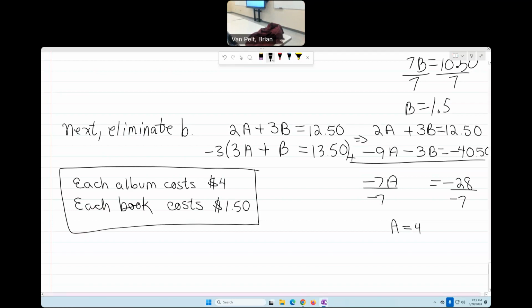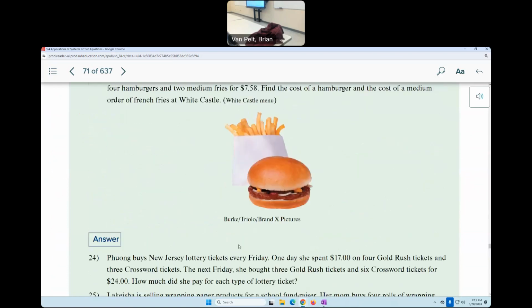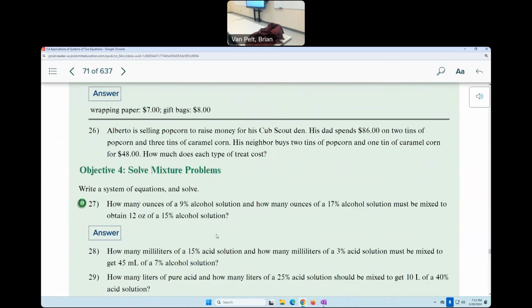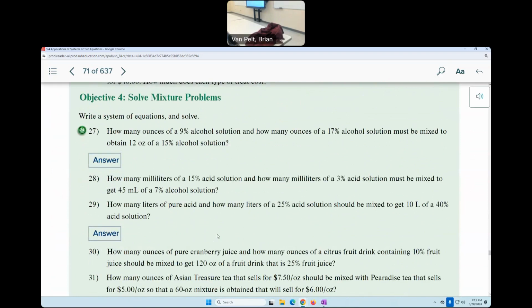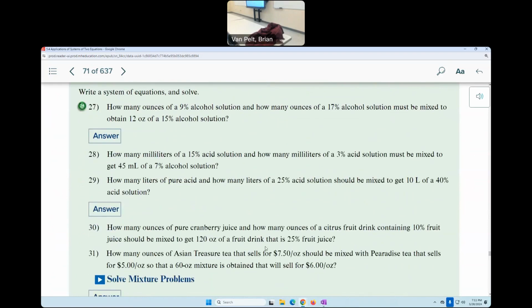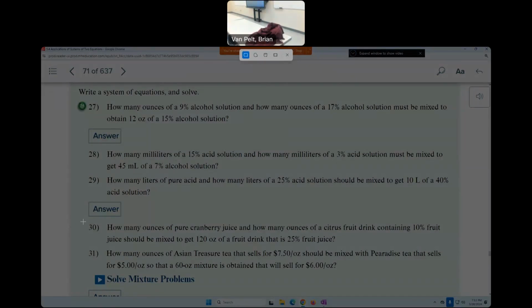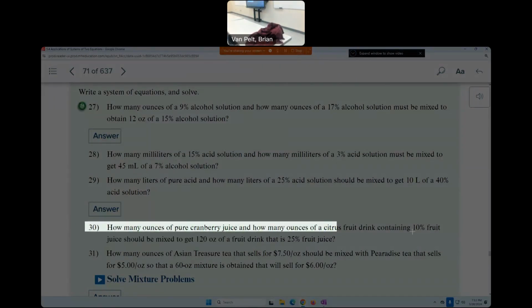You want me to do one more here? I think you've got one other type. At least I'll set it up for you, how's that? Mixture problems. That's exactly what I'm talking about. This is another type. So let's do, I'll do 30. Oh, boy.